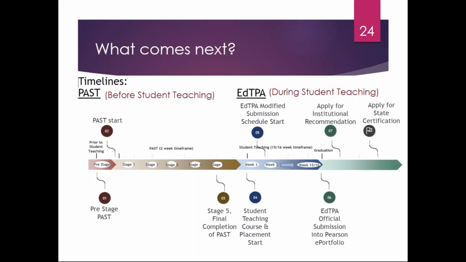In student teaching, you'll have the student teaching course and placement start. And then in week 2, your EdTPA modified submission schedule starts. You have student teaching, which is a 15 or 16-week time frame, depending upon your program. And then comes your graduation and official EdTPA submission. Once you have your passing scores for that, you will apply for institutional recommendation and apply for state certification.